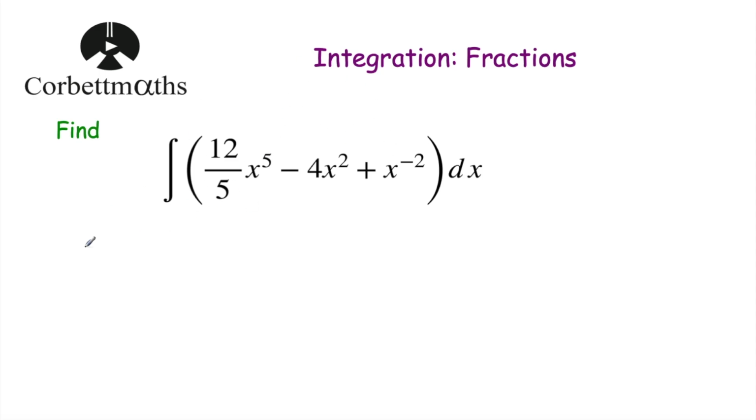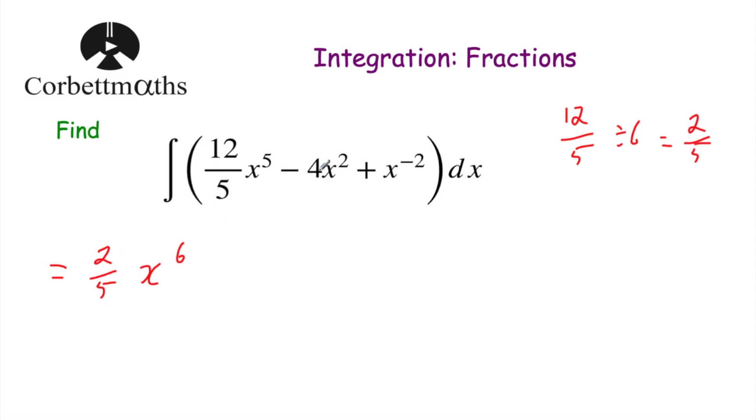So let's start off with the first term. So we're going to increase the power of x by 1. So instead of being x to the power of 5, it's now going to be x to the power of 6. And then we had 12/5. We're going to divide it by the new power. So we're going to take our 12/5 and divide it by 6. And 12/5 divided by 6 would be equal to 2/5. So that'd be 2/5. Alternatively, you could get your calculator and do 12/5 divided by 6, and you get that's equal to 2/5. So we've integrated our first term.